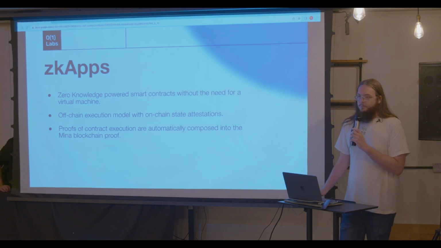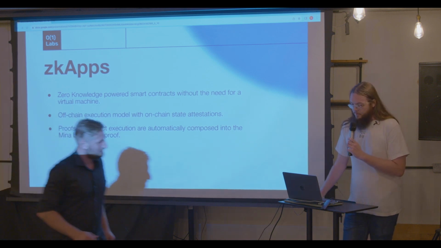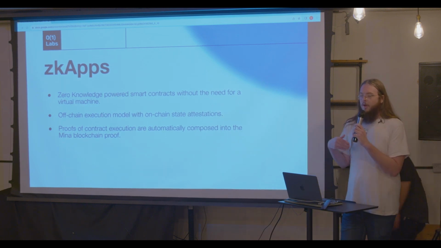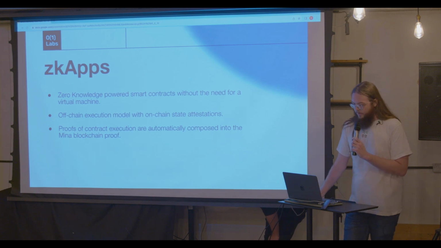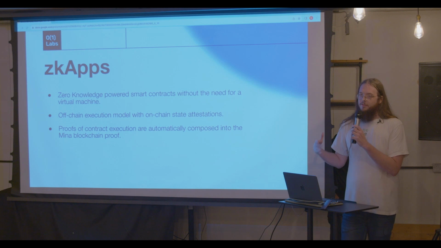ZkApps are zero-knowledge powered smart contracts that can execute without the need for any kind of virtual machine. They support off-chain execution so that you can execute the contract locally on your computer without having the network execute it, and then on-chain state to attest to your execution. And then proofs: you basically execute the contract fully off-chain and you just send the proof of your execution to the network.